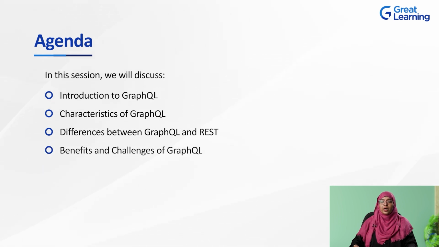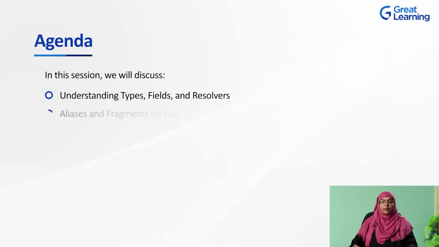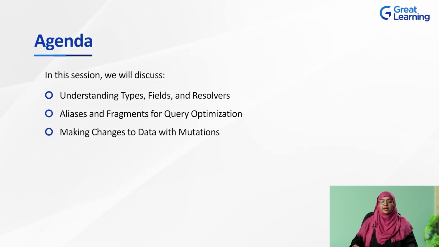We will see what is involved in creating a GraphQL schema. We will try to understand what types, fields, and resolvers are. We will also understand the concepts of aliases and fragments for query optimization, as well as how making changes to data with mutations is possible. And then we will explore some GraphQL development tools.